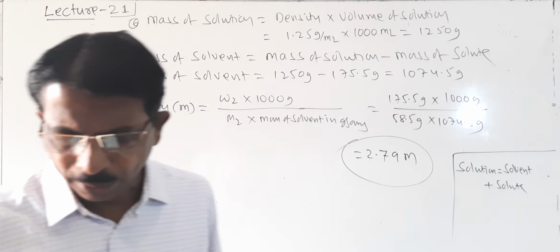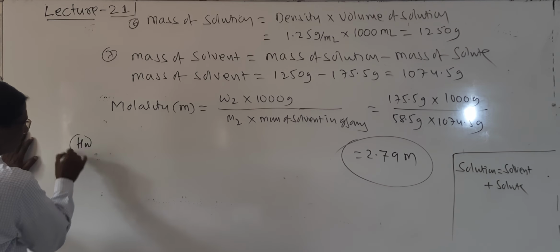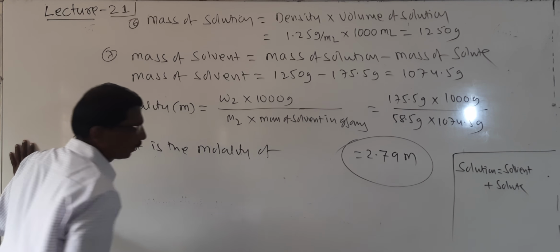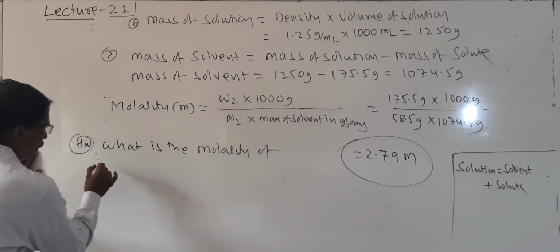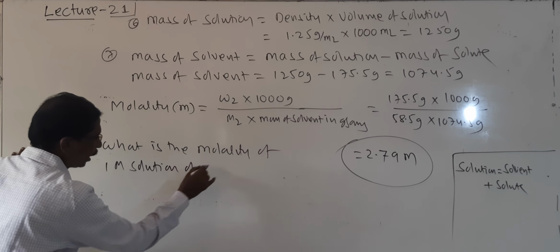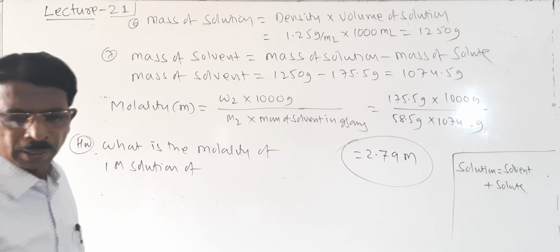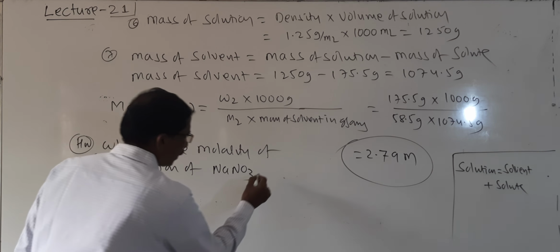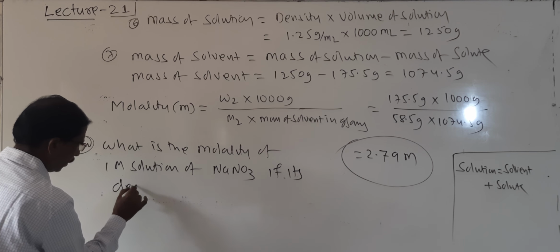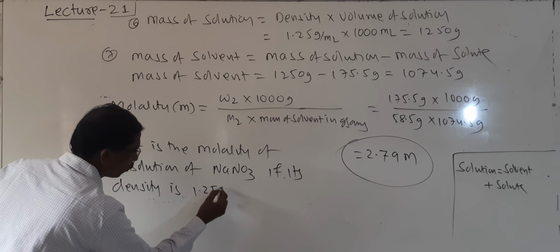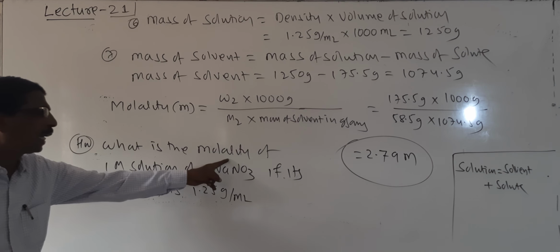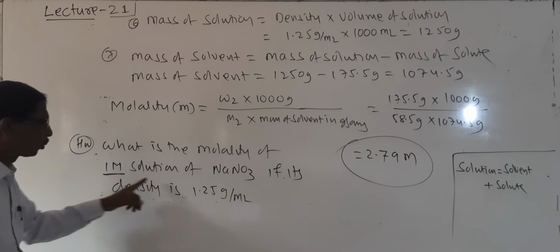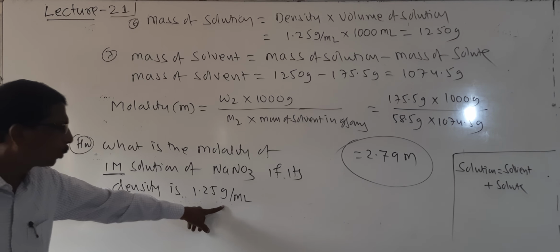For this, I will give one last homework. What is the molality of a 1 m solution of NaNO3, sodium nitrate, if its density is 1.25 gram per ml? That is 1 m, with small m.